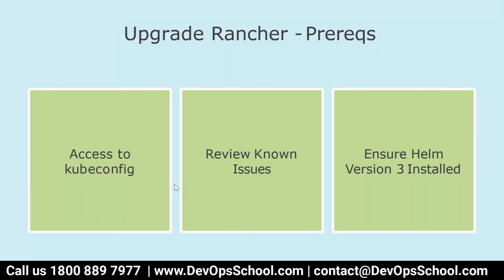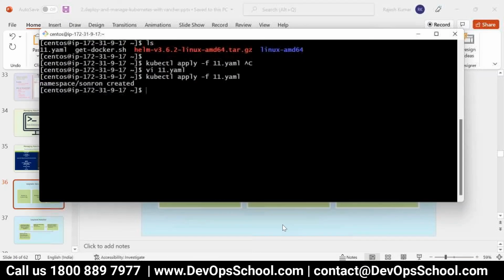So you'll understand this. Okay, how do we upgrade Rancher? First of all, upgrading Rancher has some prerequisites, and that's access to kubeconfig. You should be having it. I'm having it, the kubeconfig. Let me show you that.